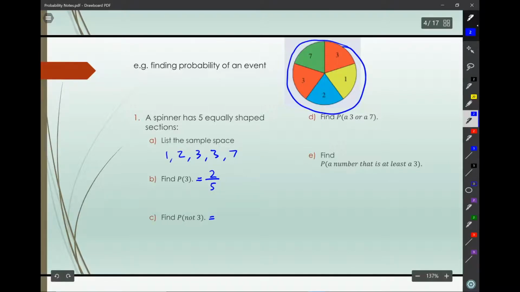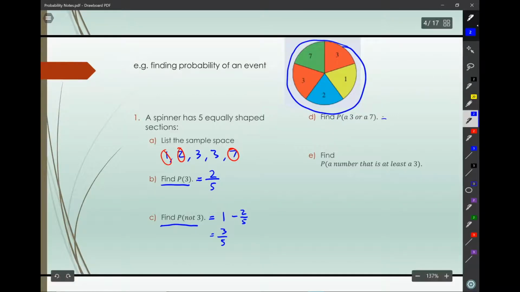The probability of not 3, we can either find it out by recognizing that that is the complement, or because it's such a simple probability, we could have just done there are 3 outcomes that are not 3. So we could have just gone straight to 3 over 5. But I want you guys to recognize that these 2 events are complementary.